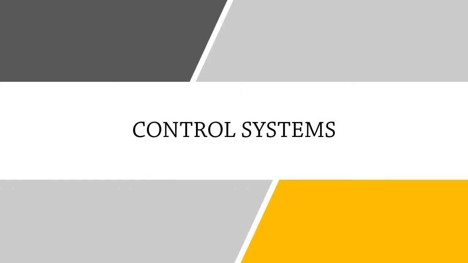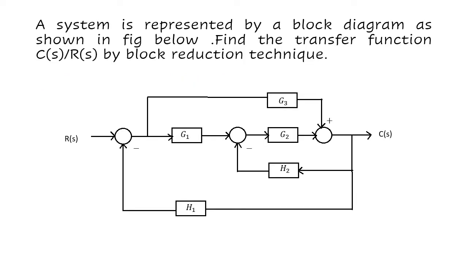Welcome everyone. In this session, let us learn how to obtain the transfer function from the given block diagram using block diagram reduction techniques. The first example: a system is represented by a block diagram as shown in the figure below. Find the transfer function C(s)/R(s) by using the block diagram reduction technique.